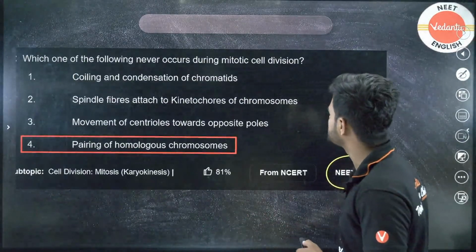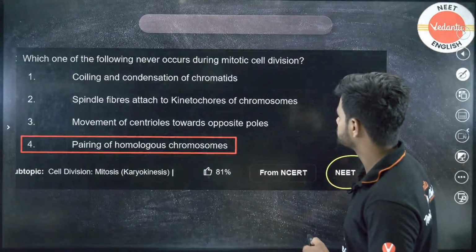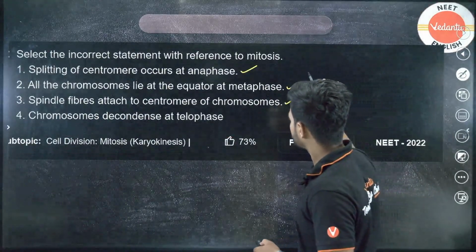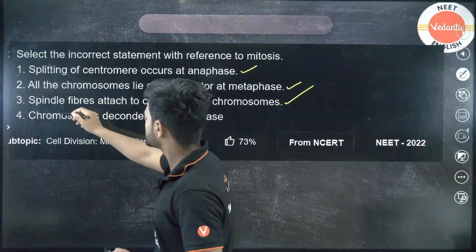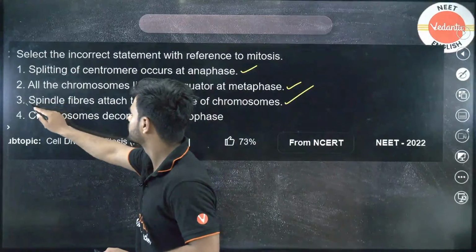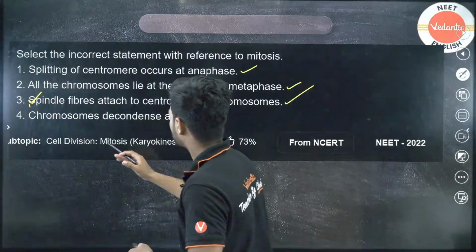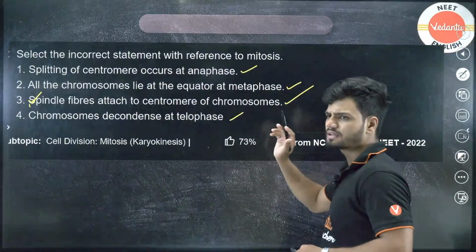What is the answer? Quickly tell me in the chat. The answer is that spindle fibers do not attach to the centromere, they attach to the kinetochore. Chromosomes decondense at telophase. Yes. Done.